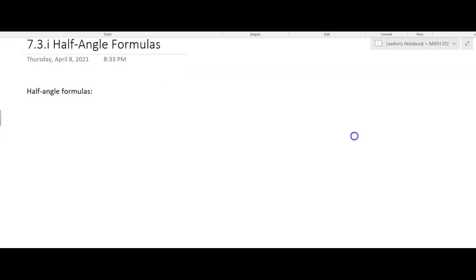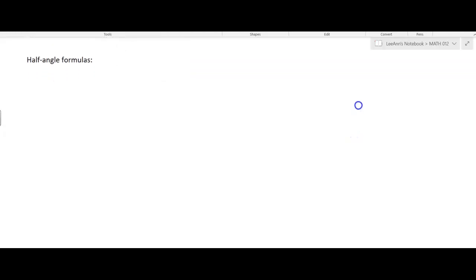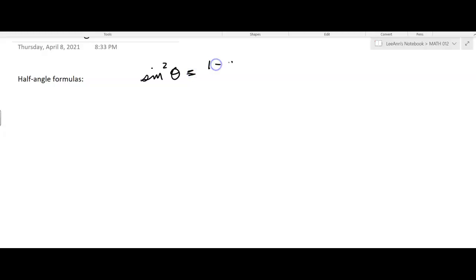Okay, so now we're going to look at what are called half-angle formulas. So we know we have a reduction formula. I'm going to start with sine squared theta equals 1 minus cosine 2 theta over 2. That's the reduction formula that we have for sine. And I'm just going to do this with sine on this one.